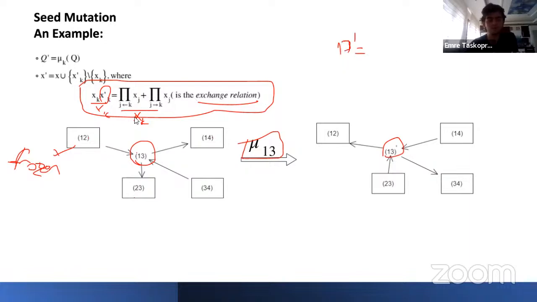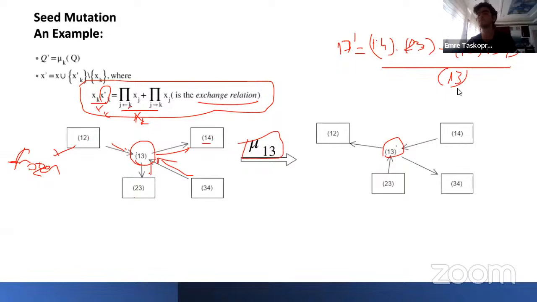xk, x13 prime equals all the nodes that are going out from x13, which are x14 and x23. We multiply them. Then we add the new one, which is all the arrows that are coming to xk, in this case x13. And all the arrows that are coming to k are x34 and x12. In the end, we divide the whole polynomial by x13. That's the coordinate we began with.